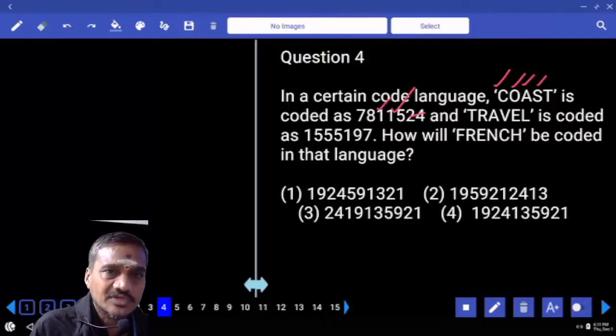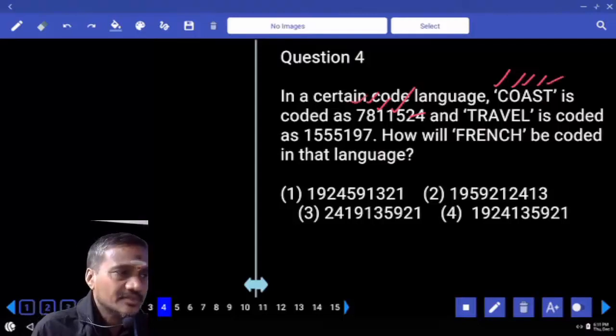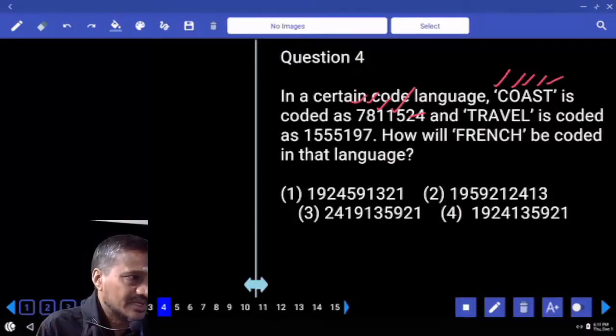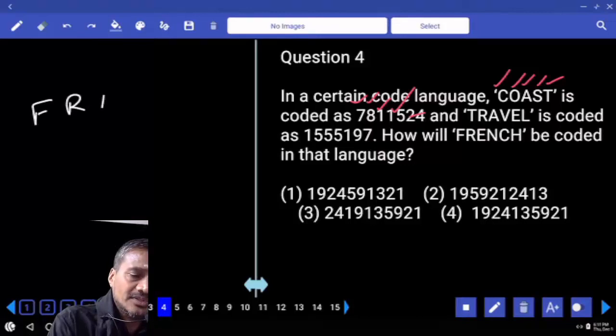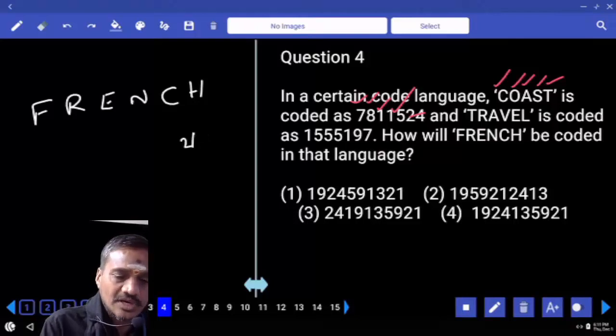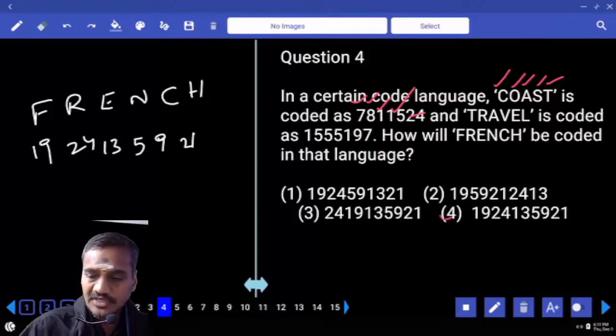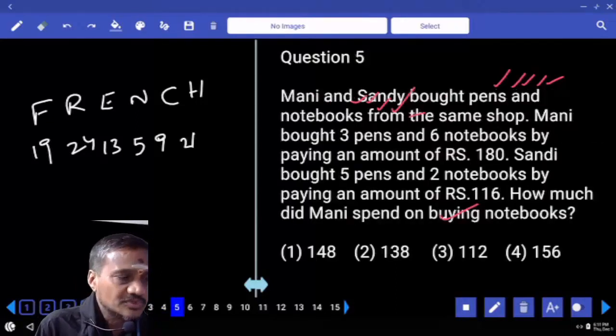What is the value of S in the reverse? 8, and T is 7. That means if the letter is a consonant, their opposite pairs are taken, and for the vowels, same as it is. And in the word French, what is the code given to the word French? F, consonant, written in the reverse order, 21. F is 21, and next one, R is 9. And E is 5, N is 13, C is 24, H is how much? 19. 19, 24, 13, 5, 9, 21. And so choice 4, question number 4.